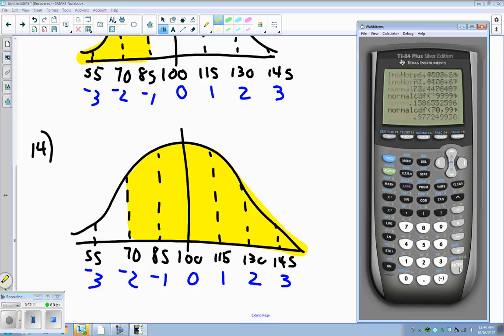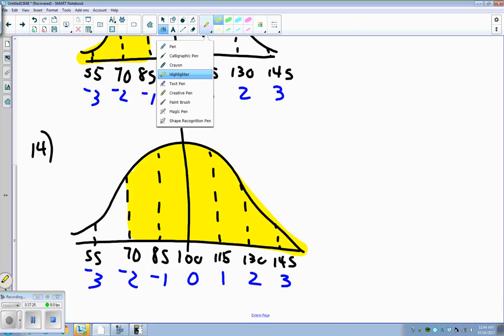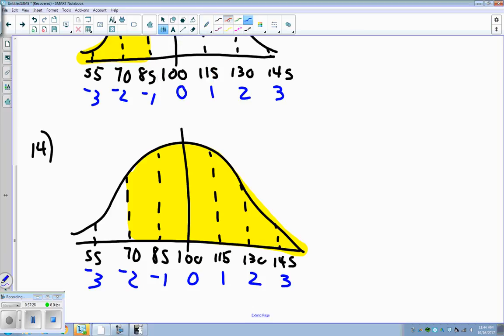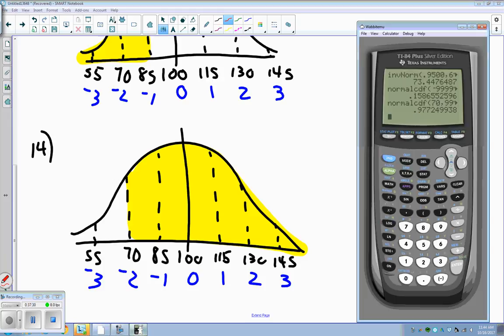And enter, and I get the answer back of 0.977249938. What is that? The area under the curve. So that means this area, correct? I don't have to subtract from 1 or anything, do I? Because I put my lower being from here to the end. So that's the actual area it's giving me. My calculator can do that. Your table cannot do that.